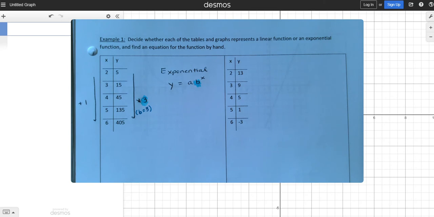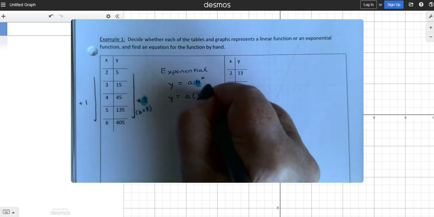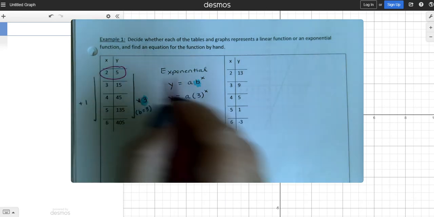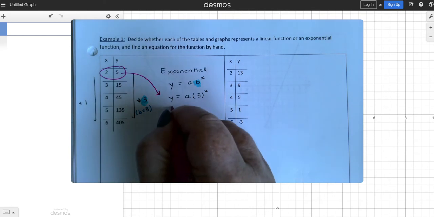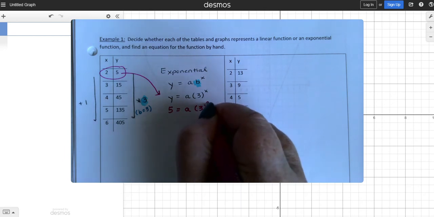But I need to figure out the a value, and there are a couple of different ways of doing that. I'm going to show you the equation method first. This should look real familiar to you, and then we can talk about another way of predicting without actually going into the equation. So if I want to do it from the equation, well, I already know that b is 3. And then I could just take any point from this table and plug it in. Any point doesn't really make any difference. I'm going to use the first one. So 5 equals a times 3 squared.